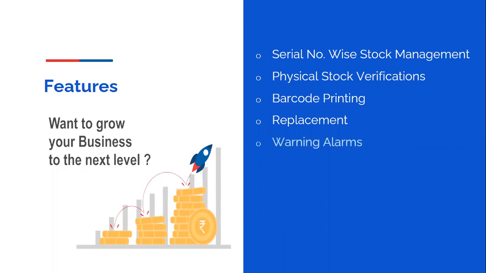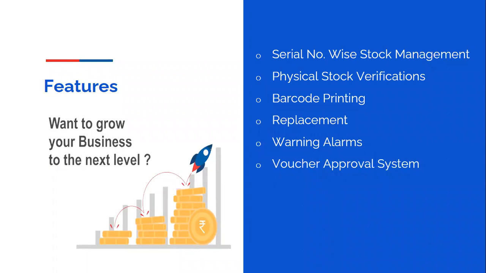The next point is warning alarm. This is a very helpful feature. You can configure the warning alarm according to your conditions. You can stop mistakes in recording transactions. For example, if your stock is going negative, a warning will appear when this situation occurs. If you are using this feature, the warning will appear when the situation occurs.